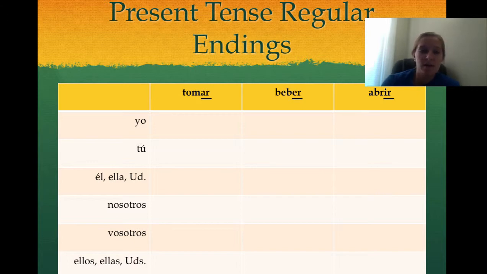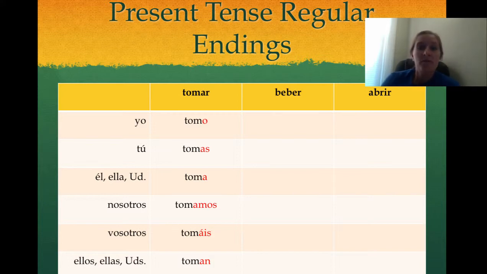So starting with our AR verbs, we have the endings o, as, a, amos, áis, an. Hopefully you can remember this from the video. I'm bringing conjugations back with our AR endings, and that will be linked also on Schoology if you want to check that out to help study your AR ending verbs.